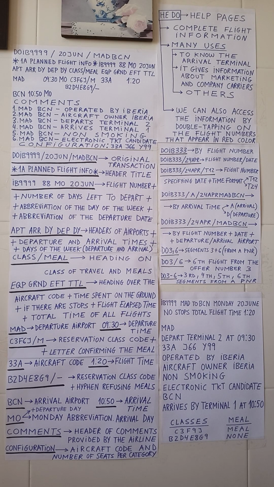DOIB/24APR/T12 is used to carry out the search using the flight number, the date of travel, and the time format, which in this case is 12 hours. T12 is the 12-hour format, and T24 is the 24-hour format.